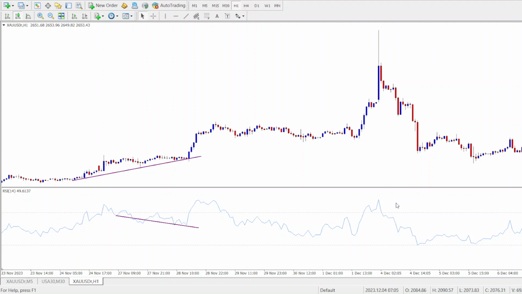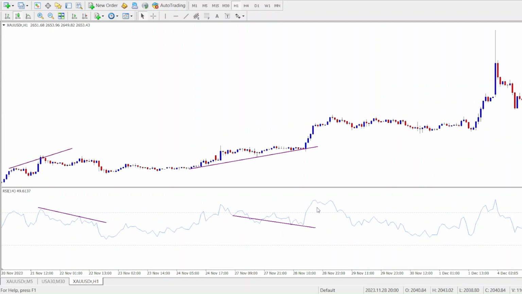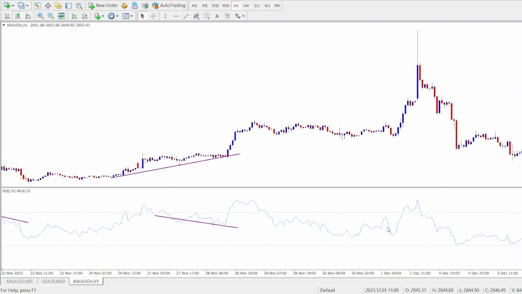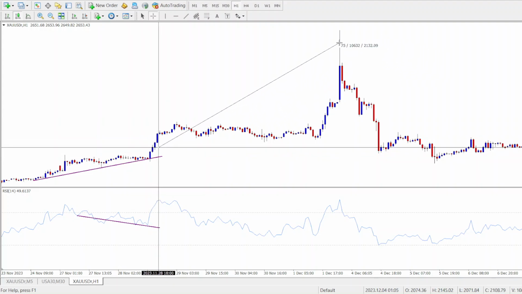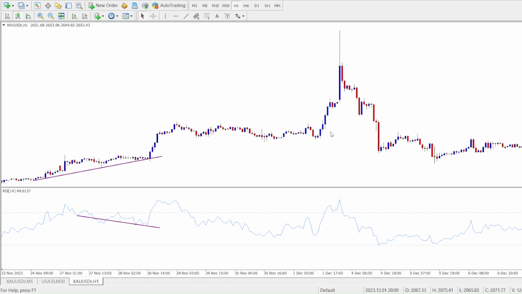until the RSI entered the overbought level again, or we would have just even sold after it entered the overbought level at this point. But because this was just immediately after the hidden divergence formed, we could have waited until the next time that the RSI entered the overbought, which would have been around here, and we would have caught about 1,000 pips.